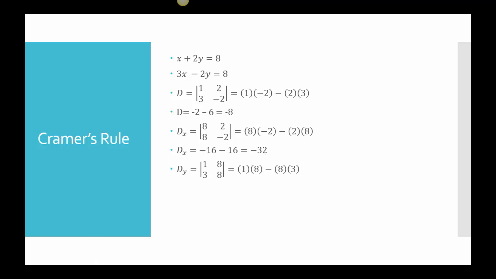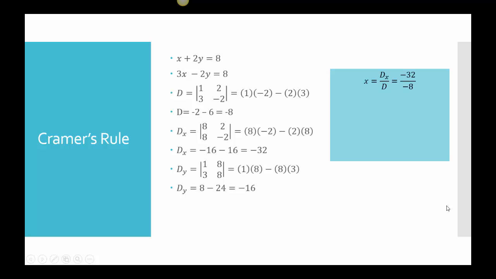Now let's do dy. Same idea with dy. The original y's are gone, and I plug in these 8s. So here, I have 1, 3 right here, and 8, 8 here. I go across. 1 times 8 minus 8 times 3. Okay, this is 8 minus 24, which is negative 16. So I've done my determinants. We have d, we have dx, we have dy. Now we're ready for the answer.